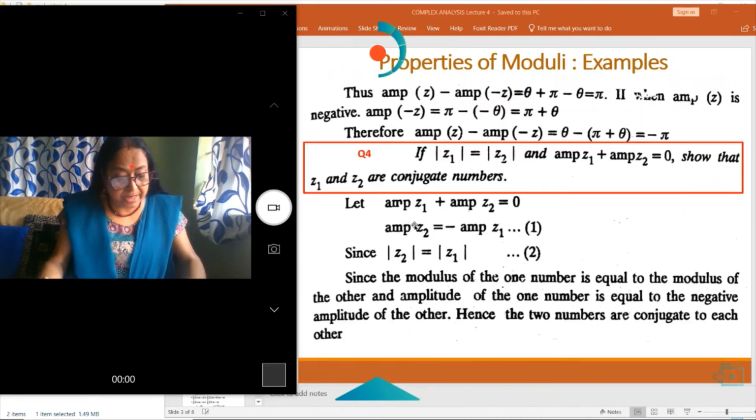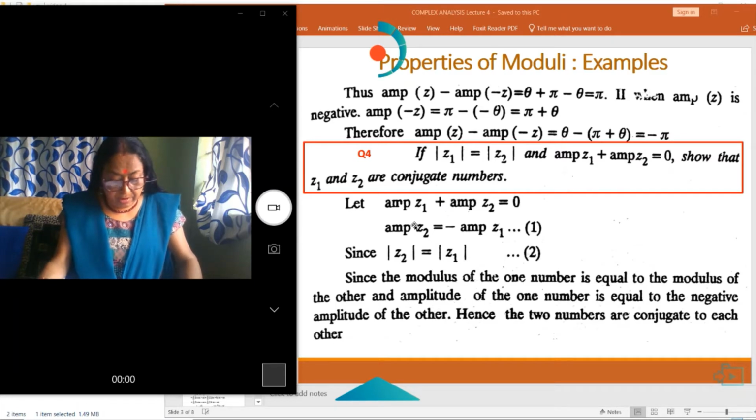Thus, amplitude of z minus amplitude of minus z is equal to theta plus pi minus theta, which is equal to pi. When amplitude of z is negative, amplitude of z is equal to minus pi plus theta. Therefore, amplitude of z minus amplitude of minus z is equal to minus pi plus theta minus theta, which is equal to minus pi. Take another example.